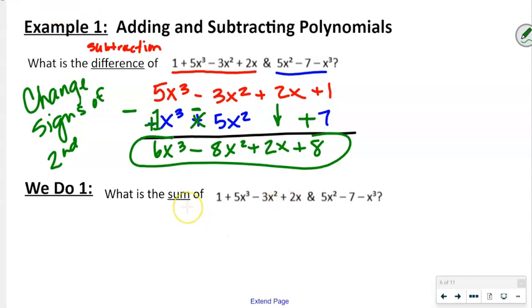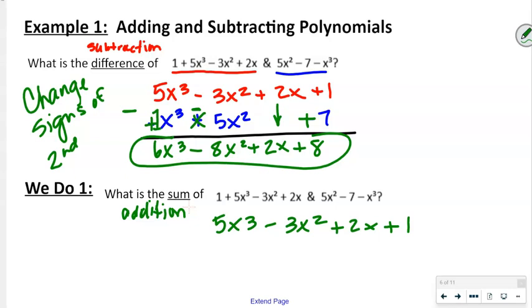So now this next one says sum, and that means what? This means addition, right? Notice they are the same two functions. So we're going to see what happens differently. Okay, so we are going to write 5x to the third minus 3x squared plus 2x plus 1.